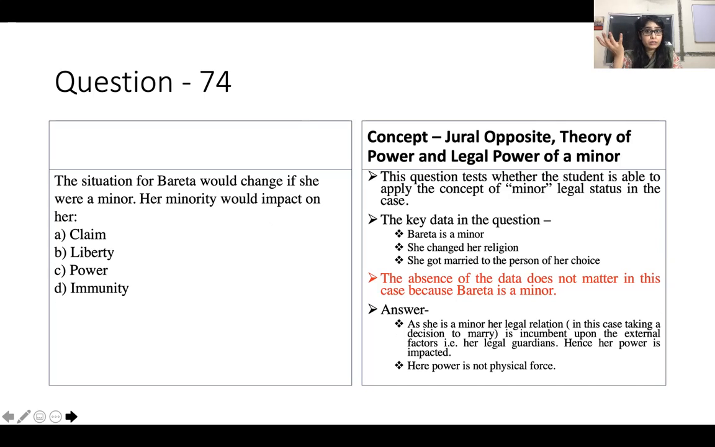She changed her religion, that we also know here. She got married to the person of her choice, that we also know. Now the absence of data does not matter in this case because Bareta is a minor. Now let's see what could be an answer. As she's a minor, her legal relation, in this case taking a decision to marry, is incumbent upon external factors, and that is her legal guardians. Hence the power is impacted, right? So her power is not physical force. So here power is not a physical force.